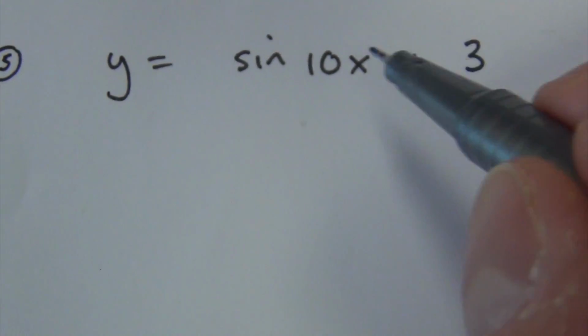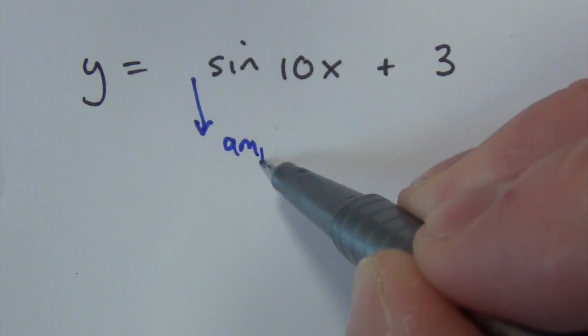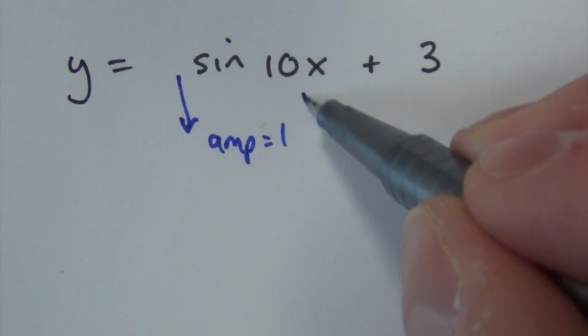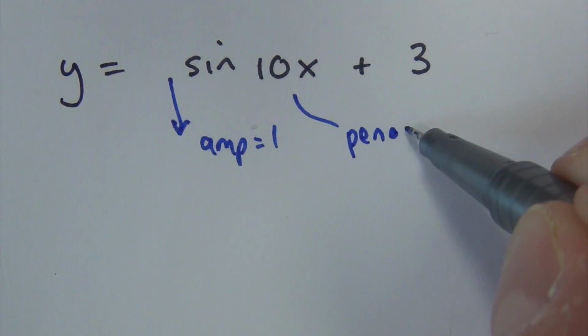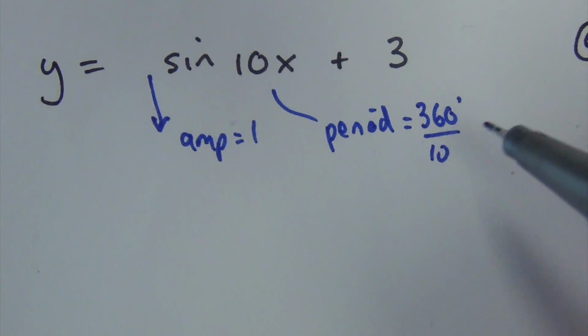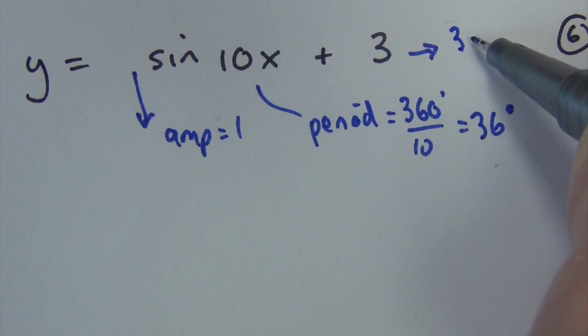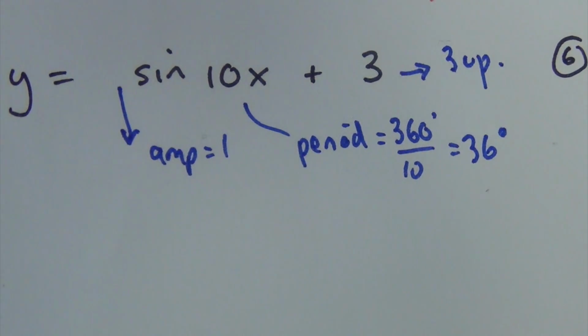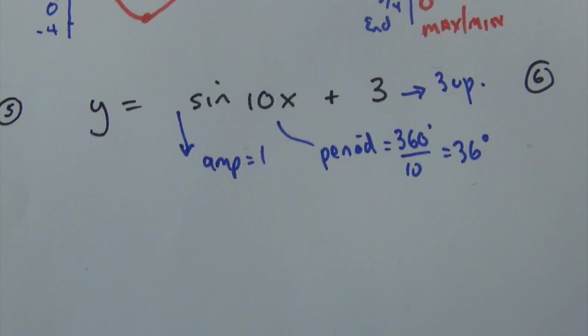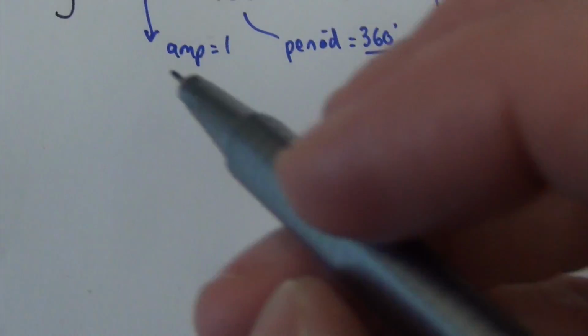So question here, we know that amplitude equals 1, period equals 360 over 10, which equals 36 degrees. What does this mean? It's going to go 3 up at the end of the whole question. So we're going to do the graph first of all, see what it looks like. Sorry about the finger in front of the camera.